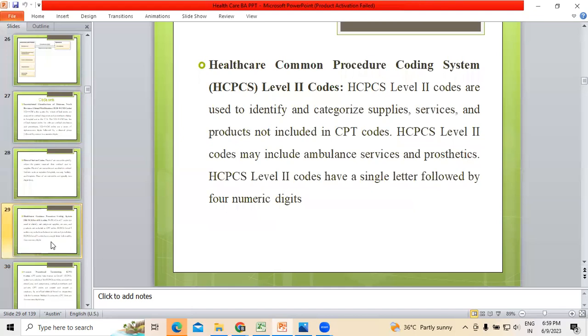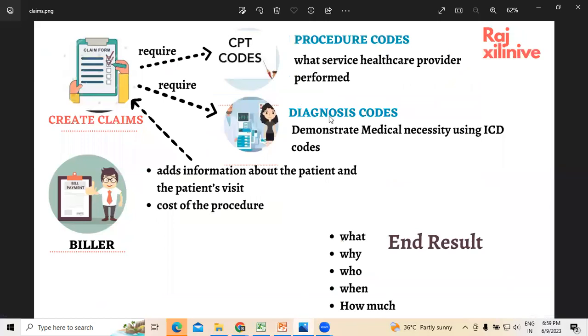Second is HCPCS codes, level 2 codes. HCPCS stands for Healthcare Common Procedure Coding System. HCPCS level 2 codes are majorly used to identify and categorize the products not included in the CPTs, the kind of supplies and services. All these things come under these codes. On a high level, these are the two different kinds of codes we normally use. First is procedure codes, second is diagnosis codes.